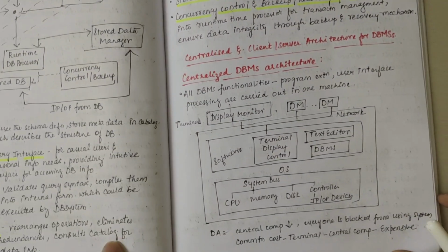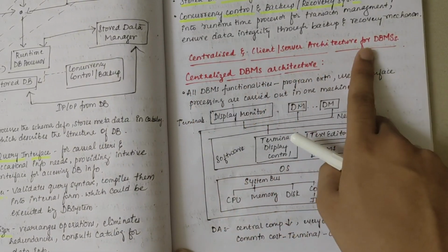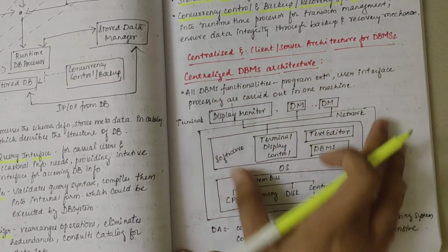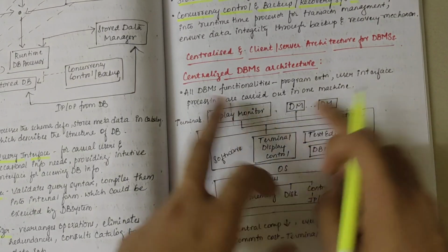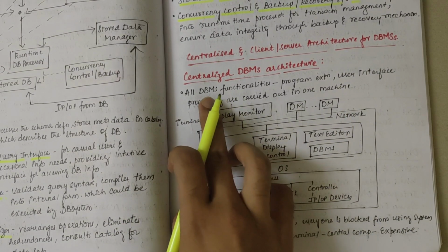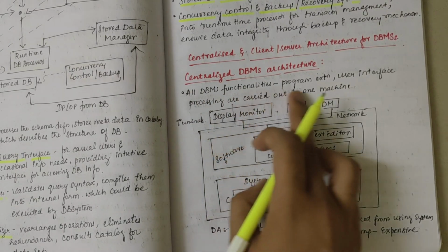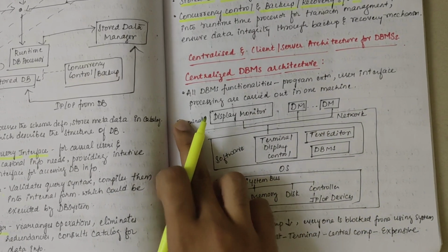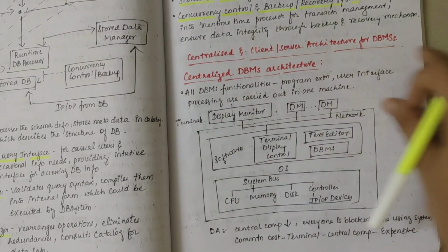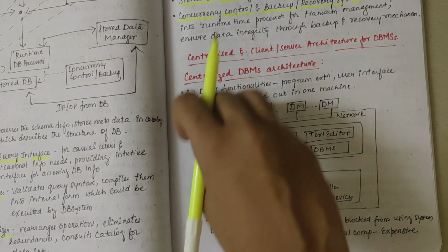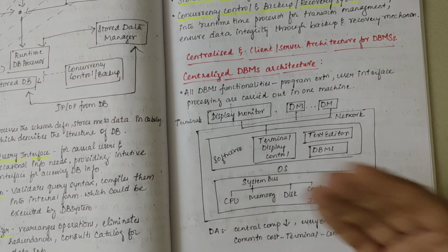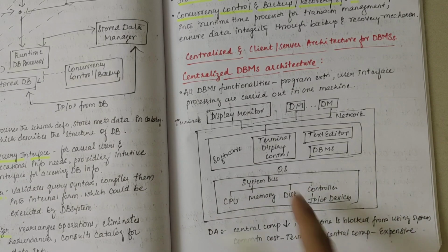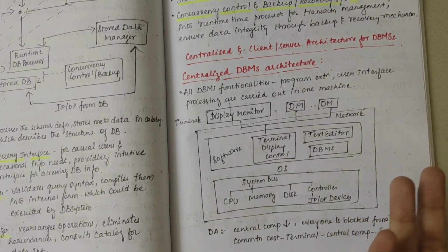Next, moving on to the next topic, we have centralized and client server architecture. In centralized DBMS architecture, everything would be concealed in one box. Let's see the definition. All database functionalities, program execution, user interface, processing are carried out in one machine. So here we have the terminals, n number of display monitors which are connected to the software. From there we have the operating system part, where system bus, CPU, memory, all those are there.